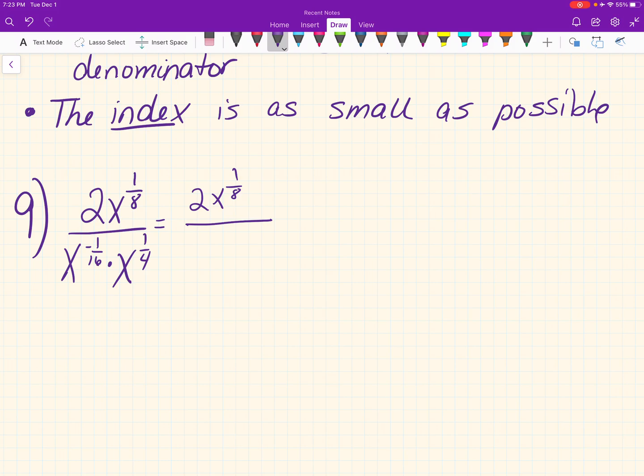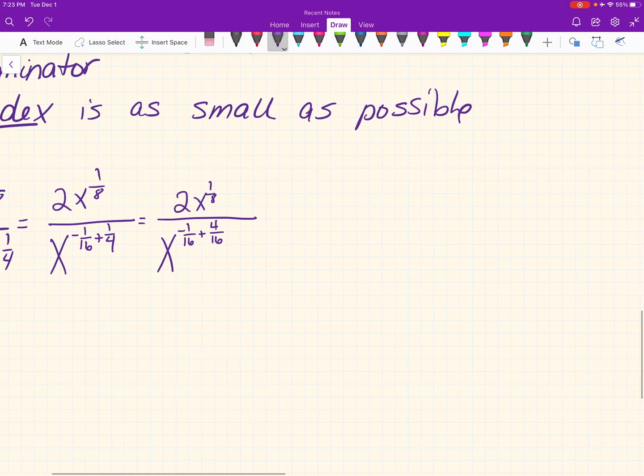But if we're going to do that, we have fractions, so they have to have a common denominator, so I need to fix it. Both of them have 16 as the denominator, so this should be 4/16. Well, what is negative 1/16 and 4/16? That's 3/16. Okay? So far, are you with me?